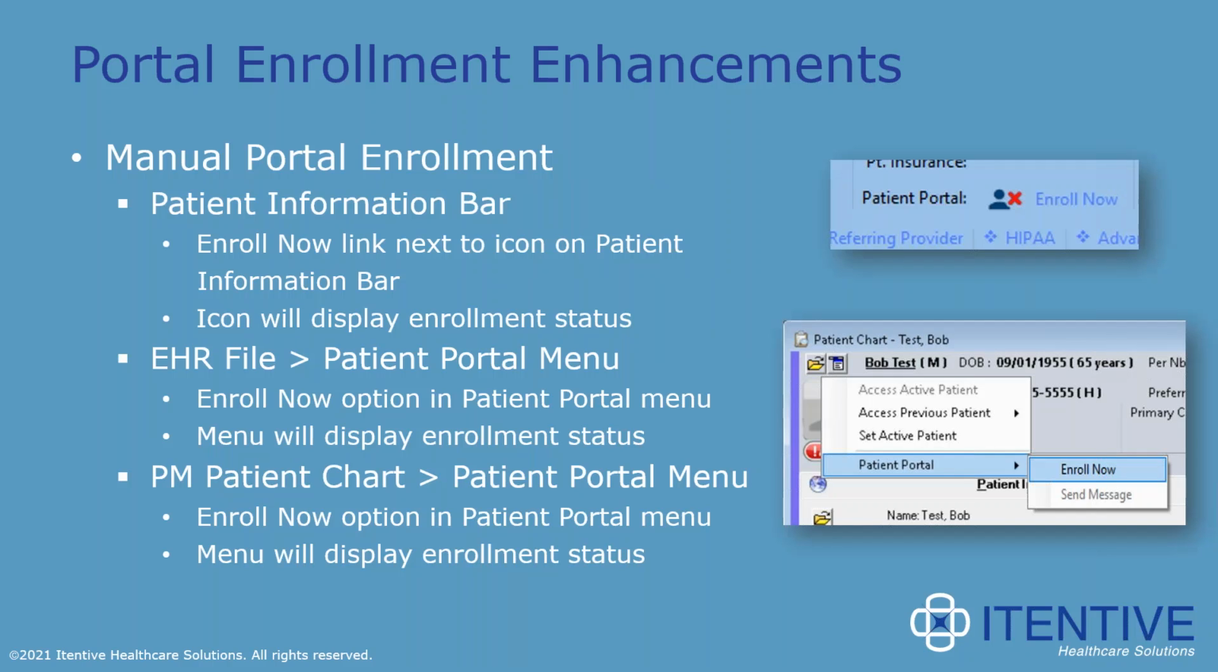If a patient needs to be manually enrolled, it is as simple as clicking a link. As I mentioned on the previous slide, tokens are no longer needed. So clicking on Enroll Now from either the patient information bar or the patient portal menu in EHR and PM is really all it takes. If the patient has a status other than not enrolled, it'll show by hovering over the icon or opening that patient portal menu as well.